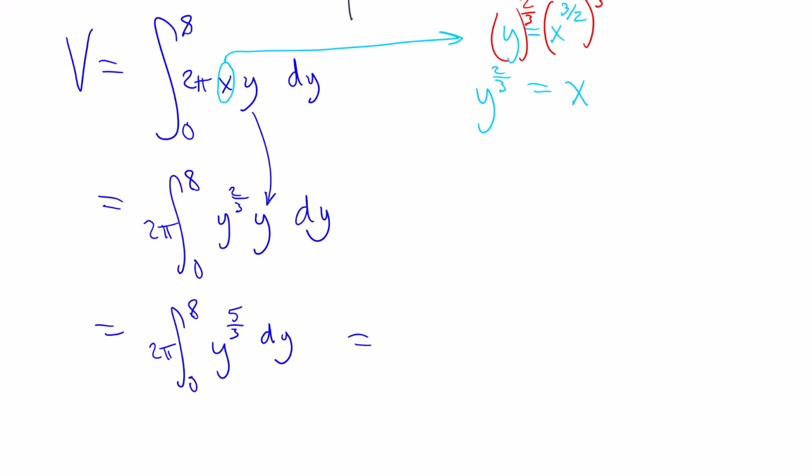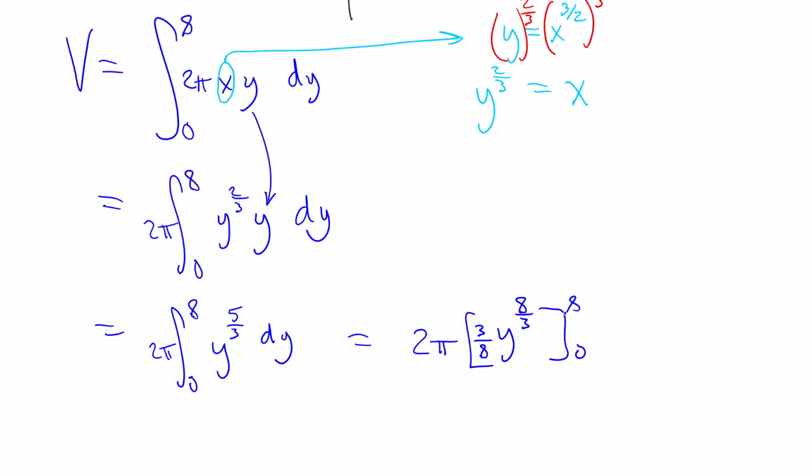Of course, the 2 pi can stay out front. And then if we do the antiderivative for fundamental theorem of calculus here, I'm going to take that power and raise it by 1, which is really 3/3. That gives us then y to the 8/3. But then divide by that new power, which means I'm multiplying by its reciprocal, 3/8. So I have 3/8 times y to the 8/3 power, but I want that from 0 to 8.